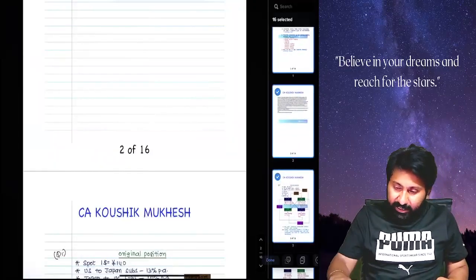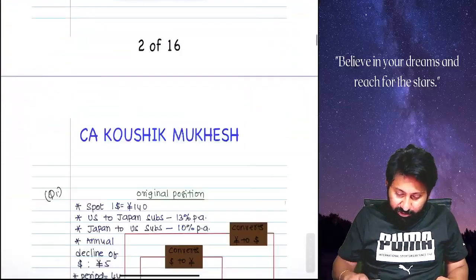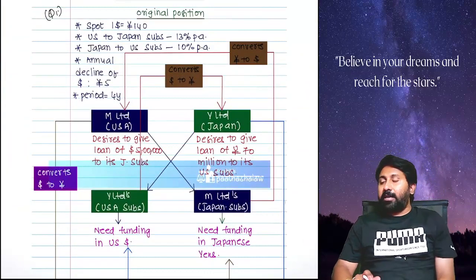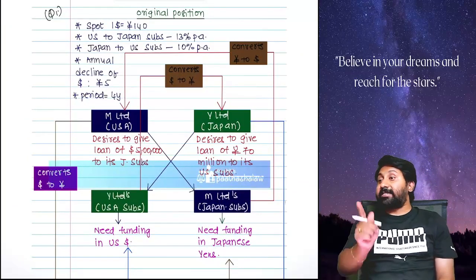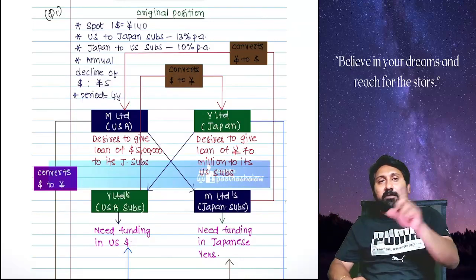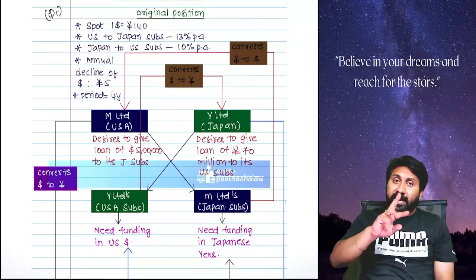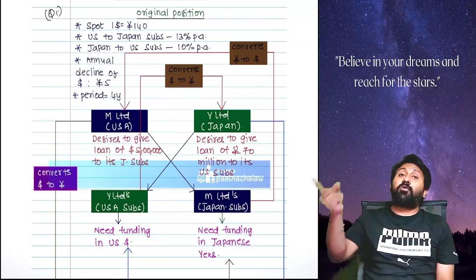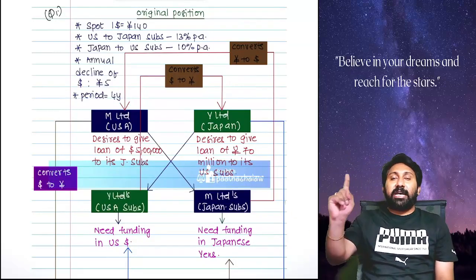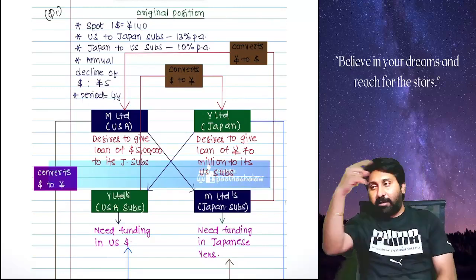Okay, see here, what is happening in this question? There is a company in USA. That company wanted to give a loan to its subsidiary in Japan. Dollar converted into yen, and at payment time yen converted into dollar. Two conversions happen. Second, there is one company in Japan that wanted to give a loan to its US subsidiary in USA. Yen converted to dollar, and at payment time dollar converted back to yen.